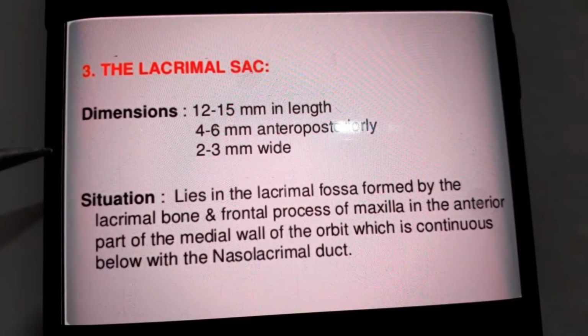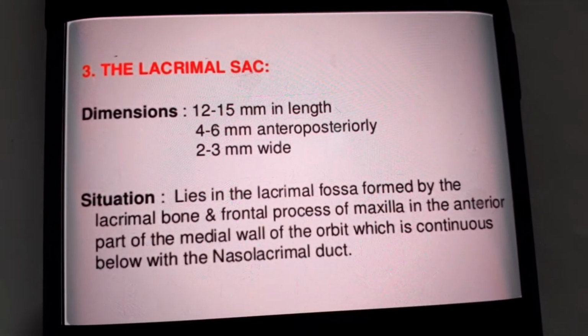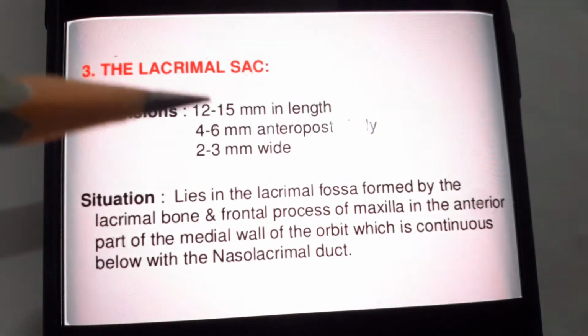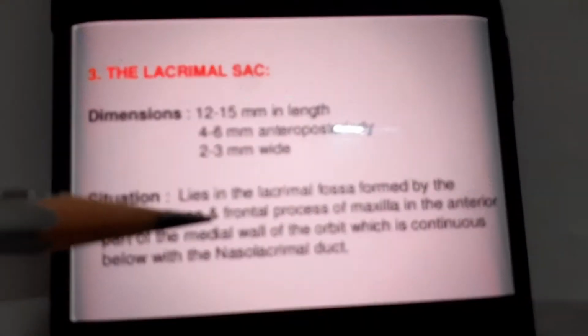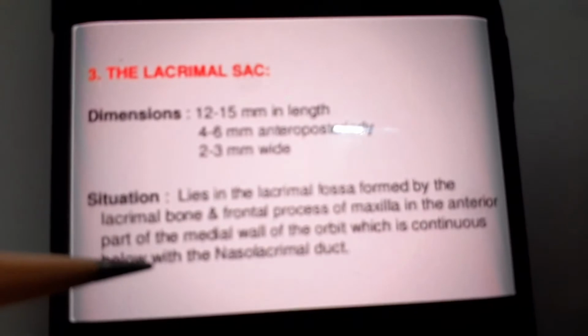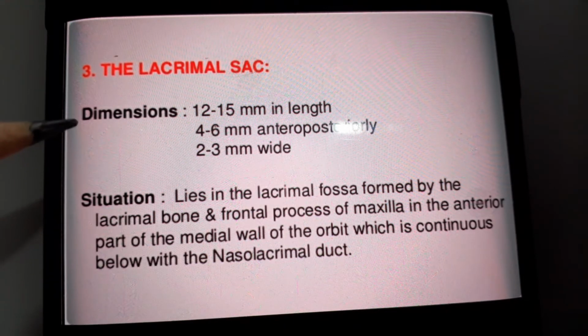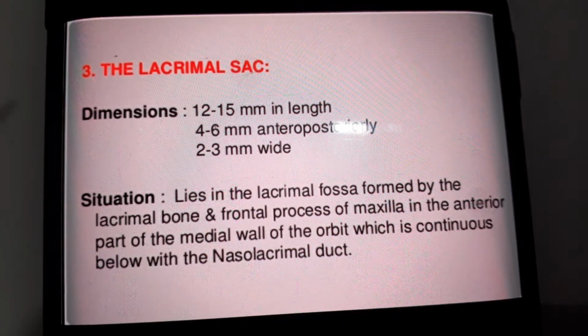And where is it situated? It lies in the lacrimal fossa formed by the lacrimal bone and the frontal process of the maxilla, in the anterior part of the medial wall of the orbit, which is continuous below with the nasolacrimal duct. So the lacrimal sac is roughly 12 mm. It is present in the lacrimal groove behind the medial palpebral ligament, and your lacrimal canaliculi open into the lateral wall of the lacrimal sac.